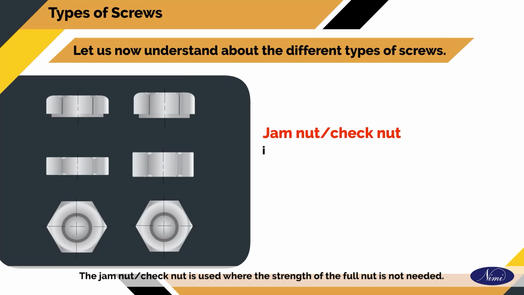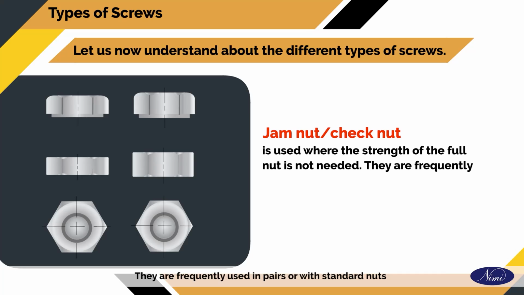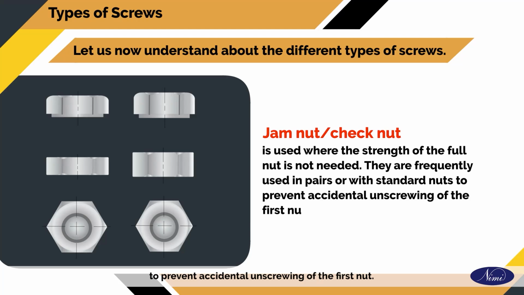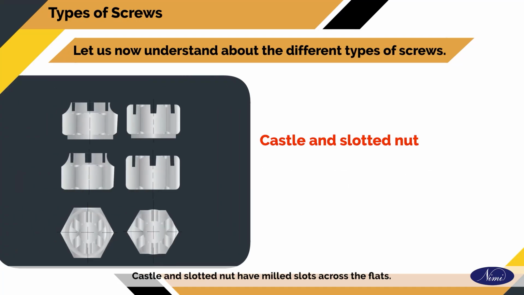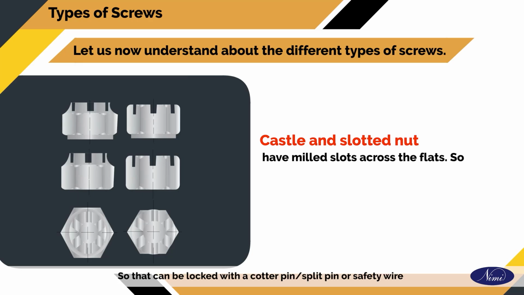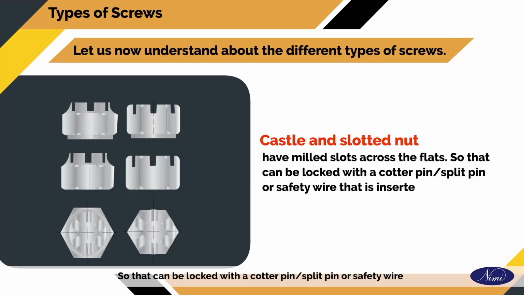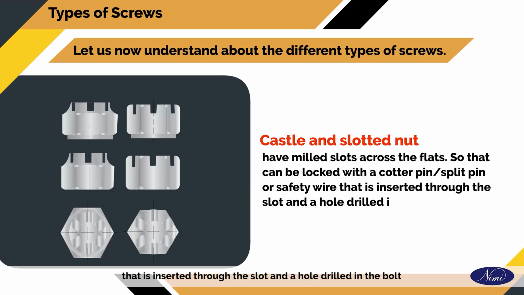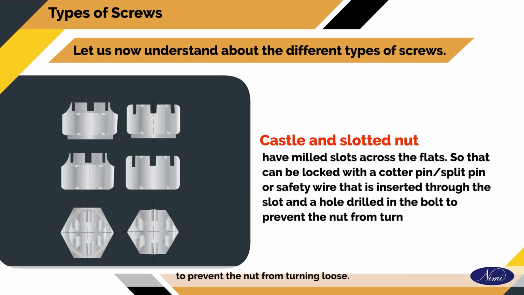The jam nut or check nut is used where the strength of the full nut is not needed. They are frequently used in pairs or with standard nuts to prevent accidental unscrewing of the first nut. Castle and slotted nut have milled slots across the flats, so that they can be locked with a cotter pin or split pin or safety wire that is inserted through the slot and a hole drilled in the bolt to prevent the nut from turning loose.